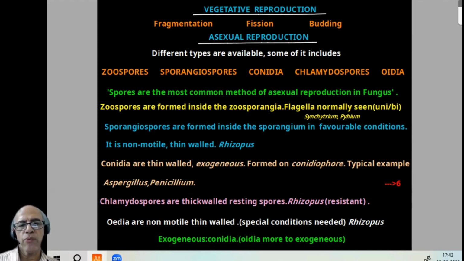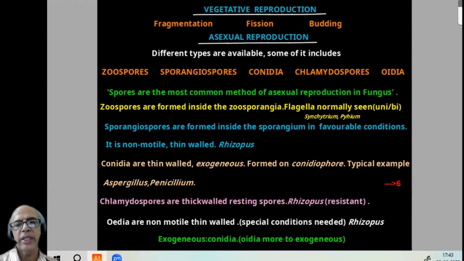Now, sporangiospores are formed inside the sporangium. In favorable conditions, they are non-motile and thin-walled. An example is Rhizopus. Conidia are thin-walled, exogenous, formed on a conidiophore. Phore means bearing, the top on which conidia will be formed. Typical examples are Aspergillus and Penicillium. Now, chlamydospores are thick-walled, so automatically resting spores, as in Rhizopus; they show resistance and can face adversities. Now comes the last type, oidia. Oidia are non-motile and thin-walled, and special conditions are needed for these, again seen in Rhizopus.